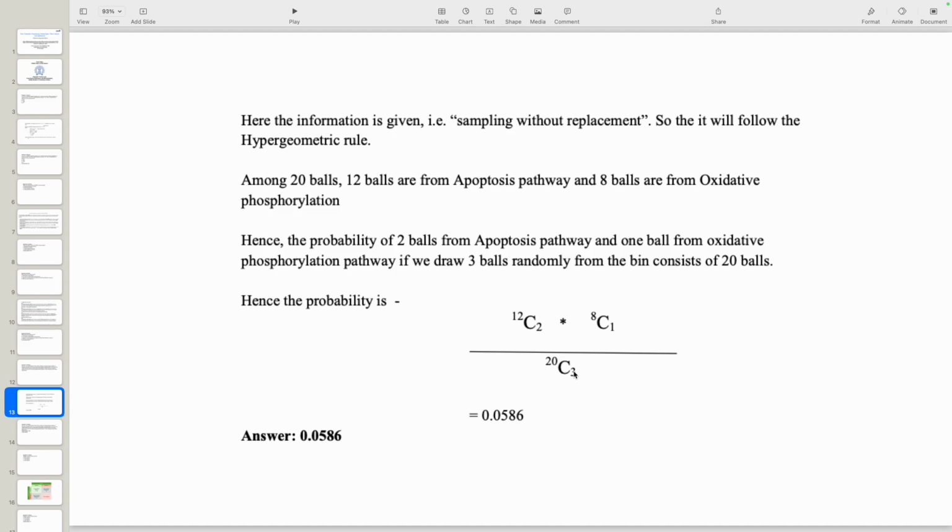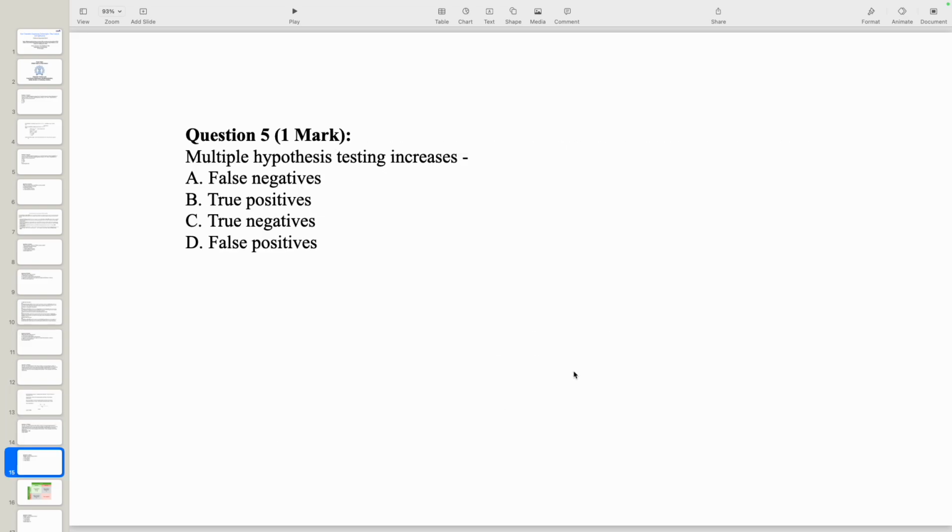Okay, this question has some issue. The calculation here is wrong, so we'll get back to this question. If not in this class, we'll definitely get back to this question in the next class. There is something wrong in this question, so we'll definitely get back to it. Okay, so let's move to our next question.